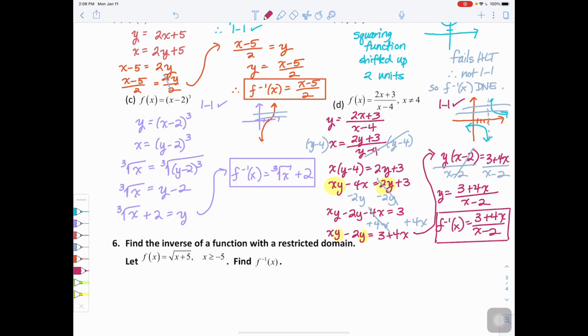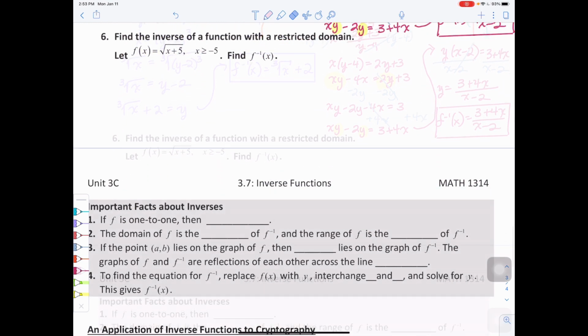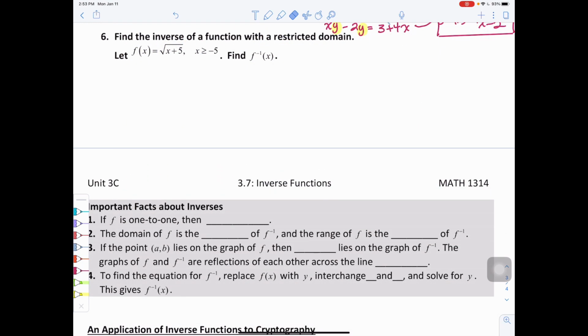Okay, so a couple pretty important steps in there that will need to be practiced. So we do need to take a look at that, okay? And practice that. Find the inverse of a function with a restricted domain.